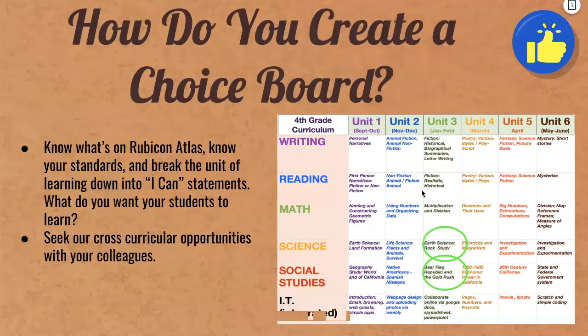In this example right here, I was teaching fourth grade at the time, and we were studying rock study. At the same time, in social studies, we were doing the Bear Flag Republic and the gold rush. So, gold, the mineral, earth, it makes sense. That's something that you can do. But if you're in the secondary, you might be studying geology, and you might reach out to the English teachers and ask, what novel are you studying, or what are you working on? And then see if you can find some commonality to where you can bring in other facets of other classes that are being taught.